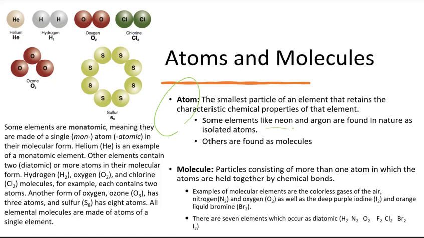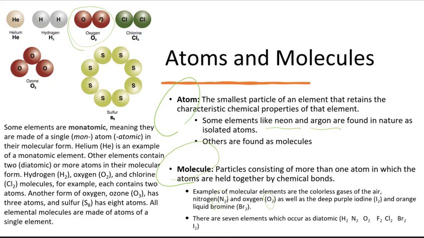Some elements like neon and argon are found in nature as isolated atoms. Others are found as molecules. A molecule is a particle consisting of more than one atom in which the atoms are held together by chemical bonds. For example, molecular elements that are colorless gases of the air, like nitrogen and oxygen, are found as diatomic molecules, N2 and O2. You can see up here in the top left corner, oxygen is never found as just O.